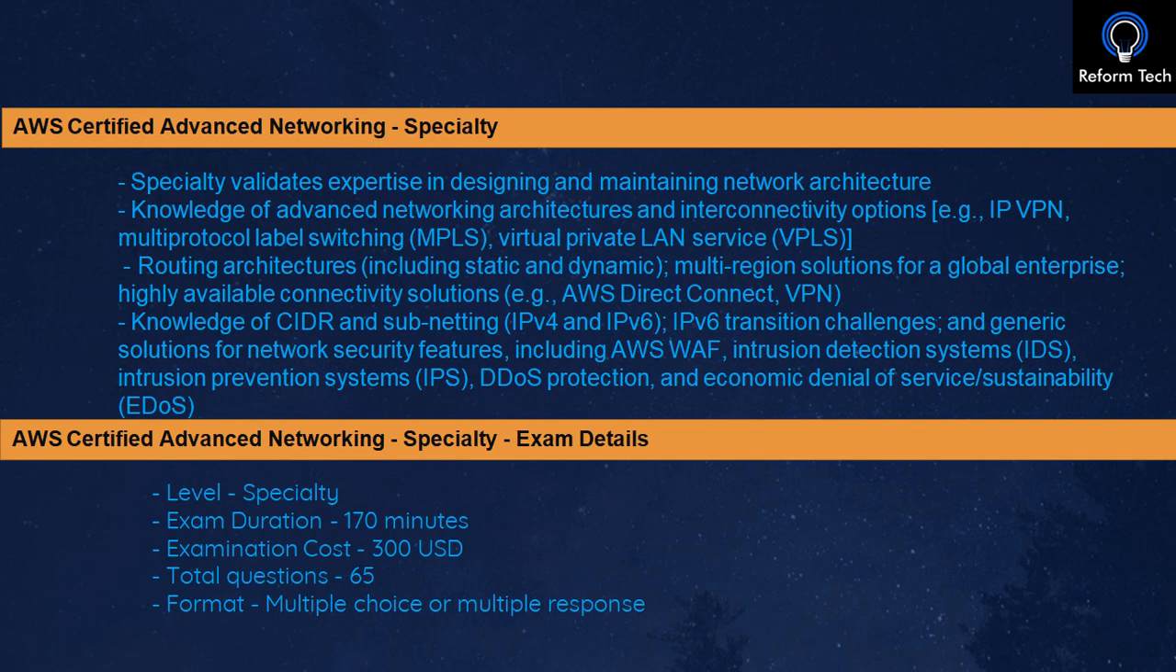The first one which comes here is AWS Certified Advanced Networking. So you should have some knowledge in designing and maintaining network architecture, like VPN, MPLS, LAN, these services, also routing architectures. It's always good knowledge. You should have a good knowledge of CIDR and subnetting, like IPv4, IPv6, and other AWS services like WAF, DDoS, and EDoS. So this knowledge is important to do the certificate. The exam duration is 170 minutes, the examination cost is 300 USD, and total questions are 65.